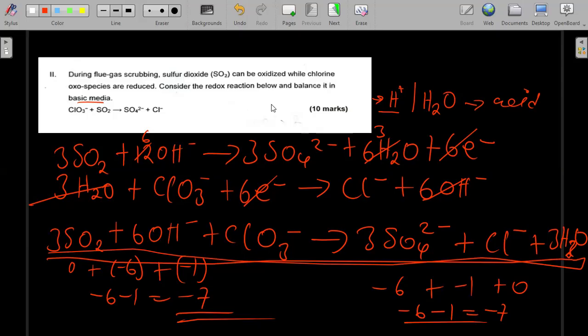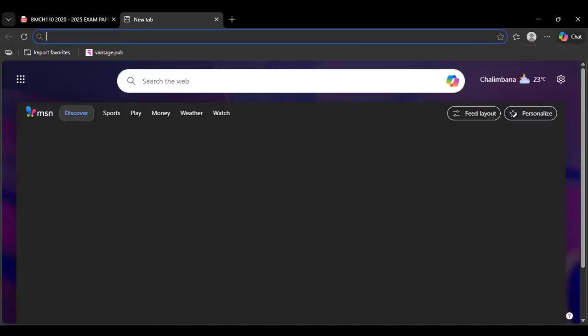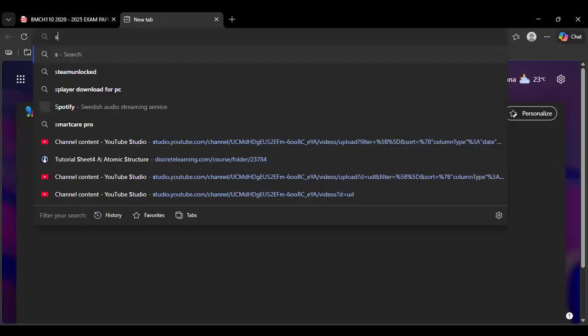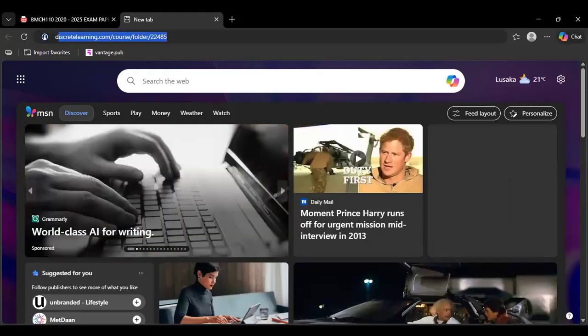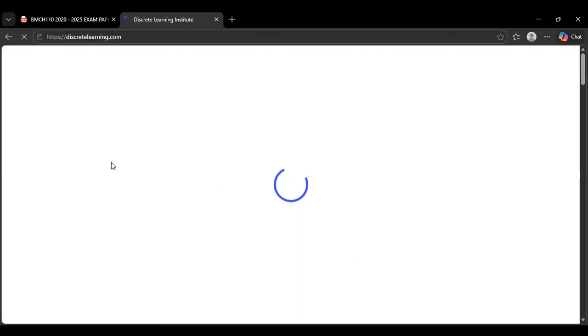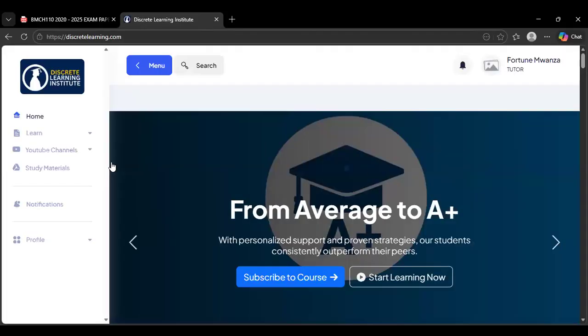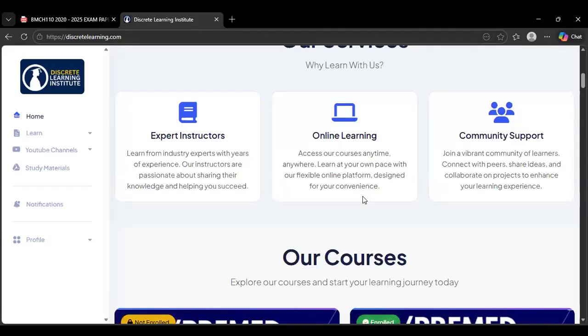You can just open your browser. When you open your browser, you search Discrete Learning Institute. So you open like that. If you don't have an account, it wants you to create an account and to enroll in the course of your choice. Once you do that, you're going to find an icon which is looking like this. It will show the courses that you are enrolled in.